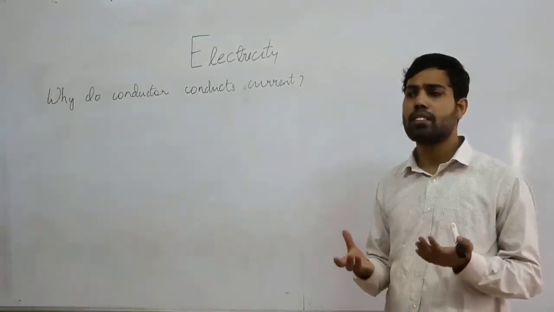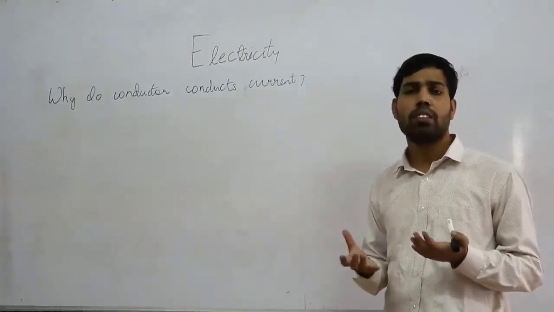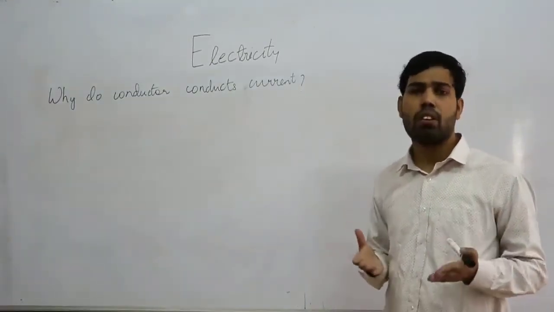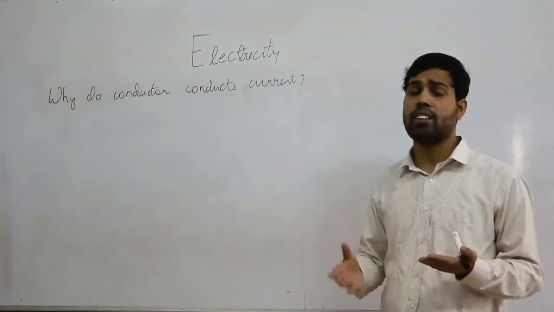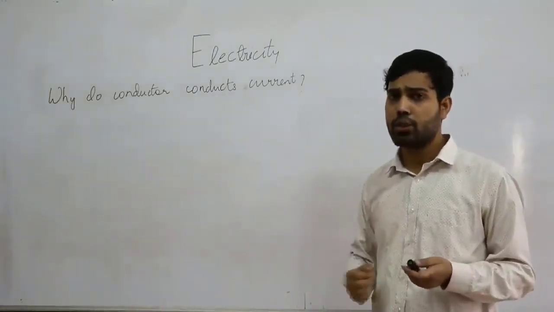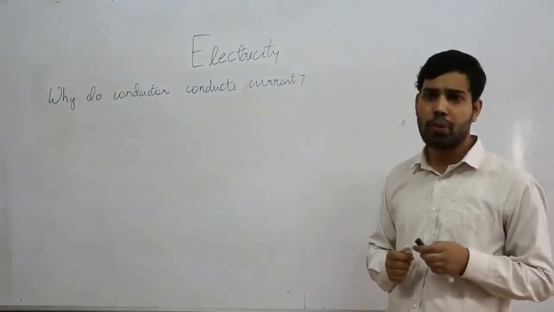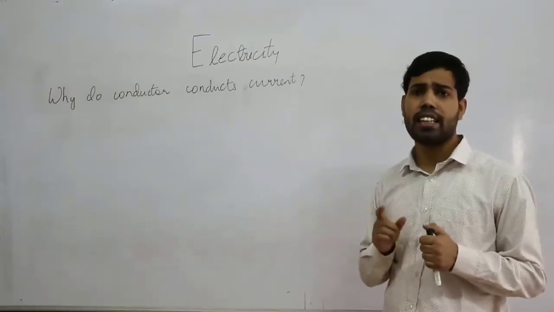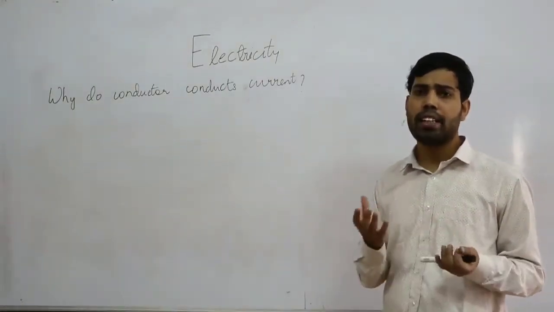Because the valence electrons, or the electrons in the valence shell, are loosely held. There is a very small force of attraction between the protons which are in the nucleus and the electrons which are in the valence shell, and this is true for your metal. Because of this small, or weak, force, the valence electrons can easily move out from the atom, and they are free to move in the conductor.